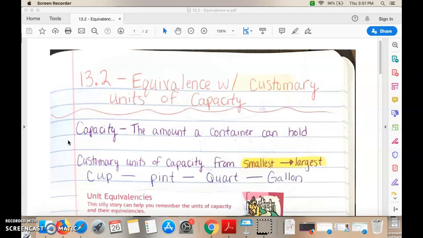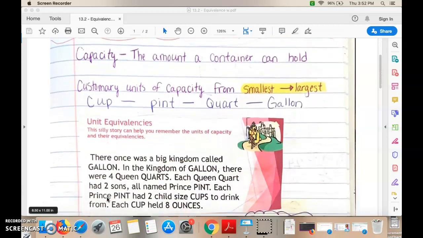Okay? So, here is a list of the customary units of capacity from the smallest one, which was the cup, to our largest one, which is the gallon. Okay? So, here is a silly little story that can help you remember the units of capacity and their equivalencies. It says that there once was a big kingdom called Gallon. In the kingdom of Gallon, there were 4 queen courts, because 4 quarts equals 1 gallon. Each queen court had 2 sons, all named Prince Pint, because 2 pints equals 1 quart.